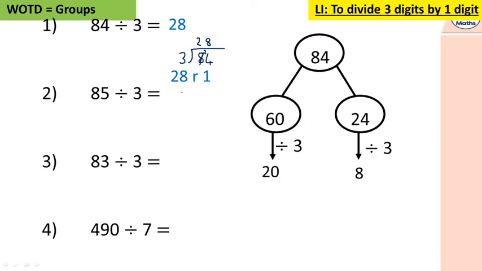1 more extra 1. 83 divided by 3. You'll notice that's 1 less. So you can't have 28 whole groups of 3. You can only have 27 groups of 3, and you'll have 2 left over, because 27 times 3 is 81. 83 take away 81 is 2.